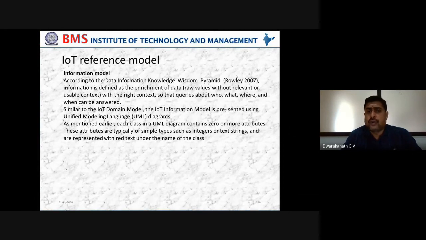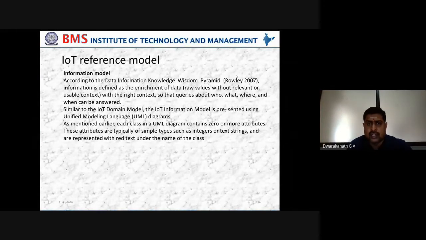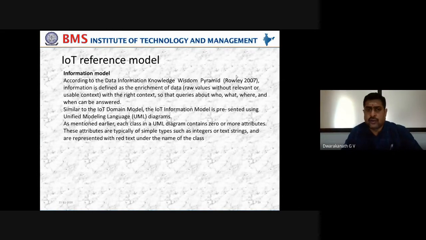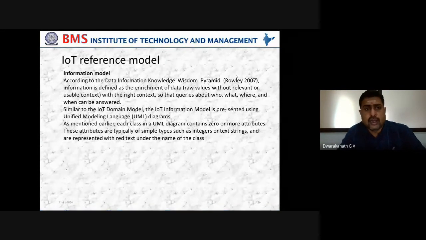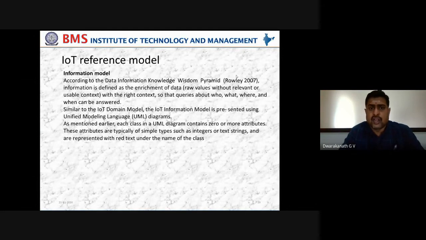According to the data, information, knowledge, wisdom pyramid, which we discussed in the last class, which you have seen, the base will be data, then information, then knowledge frameworks. Information is defined as an enrichment of data. 100% from data we are going to construct the information with the right context. Underline the words right context, so that queries about who, what, where and when can be answered. Underline these words. This is very important in your project, especially in IoT projects.